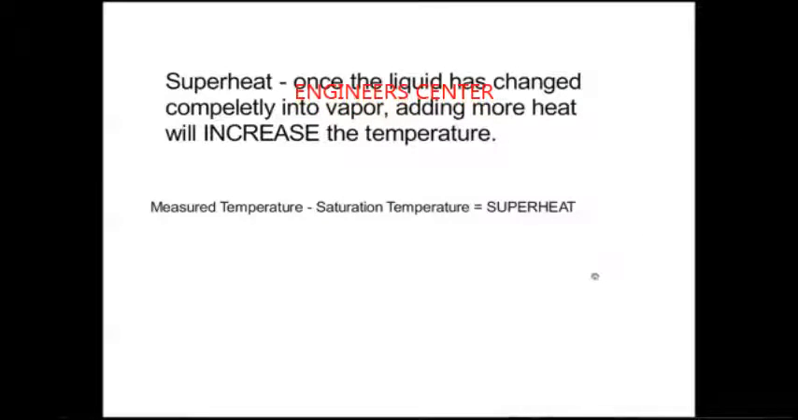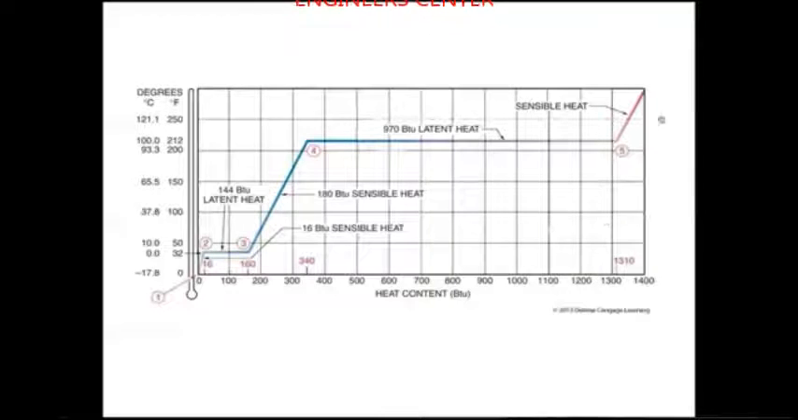All right, superheat. Once that liquid, and in this case water, but refrigerant as well, once that liquid has changed state completely into vapor, adding any more heat will increase the temperature. Now, that's where we talked about right here. We have changed the liquid vapor combination into 100% vapor. Any heat that is added, this is our superheat. Any heat that is added is called superheat, and this is where this happens. So that is this part of the chart right here.